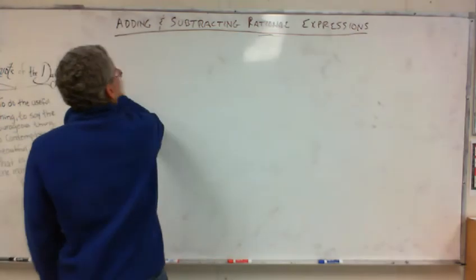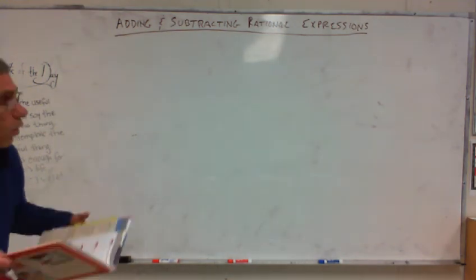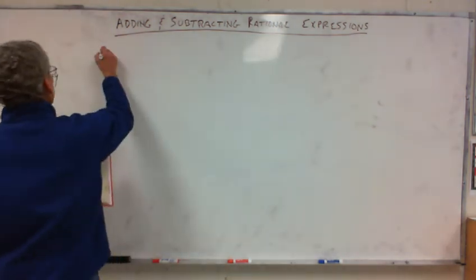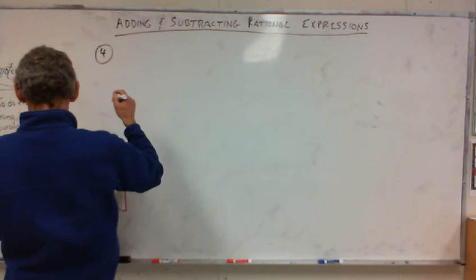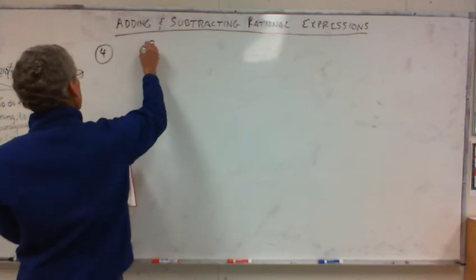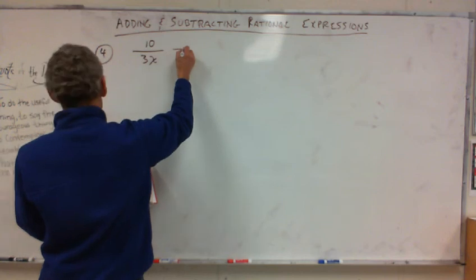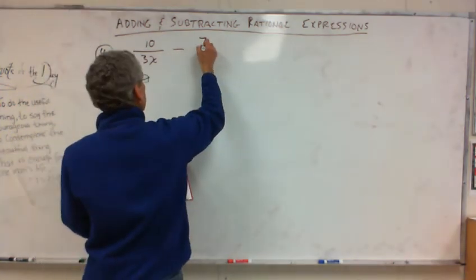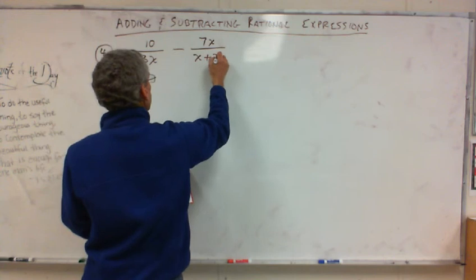That was example 3. Example 4. Yeah, those were the easy ones. Try this. We'll try 10 over 3x minus 7x over x plus 2.